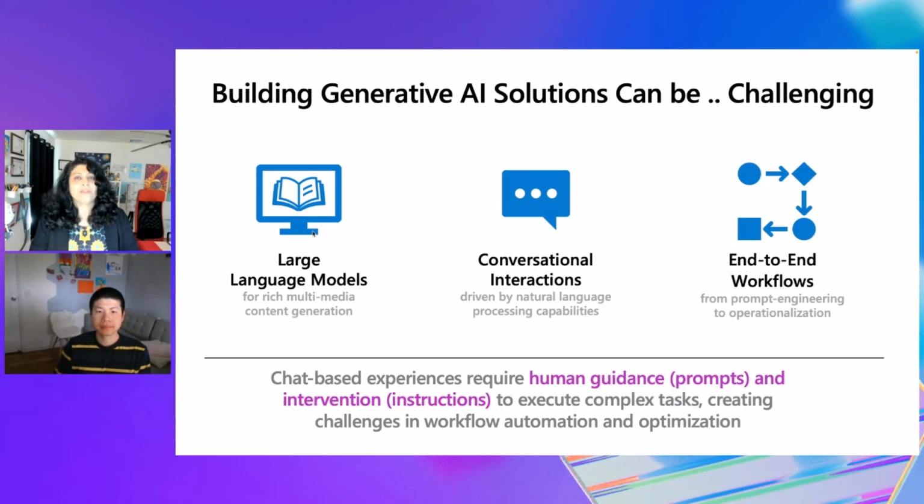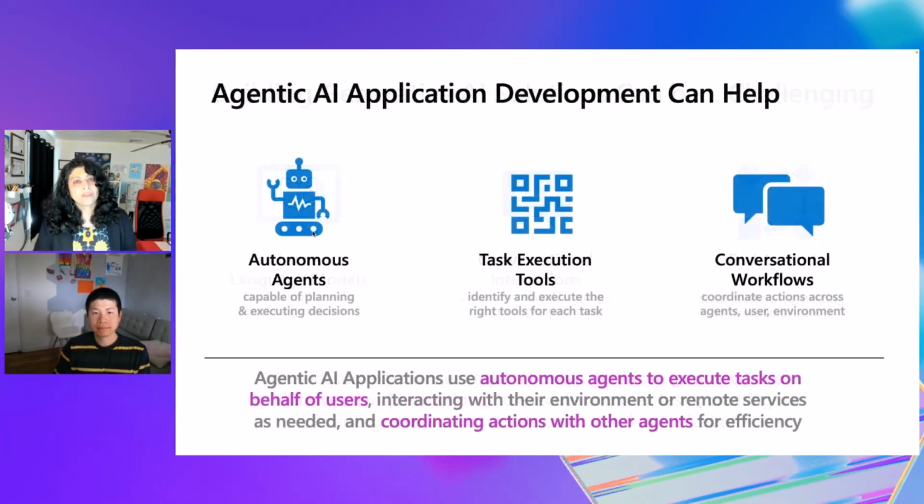The opportunity and problem with generative AI applications is that chat-based experiences require humans in the loop. It's a human user that puts in the prompt, and it's a human user that gives the instructions that ask the model to build or execute a task for them. That's a challenge when we want to automate and scale these applications. This is where agentic AI application development can help.